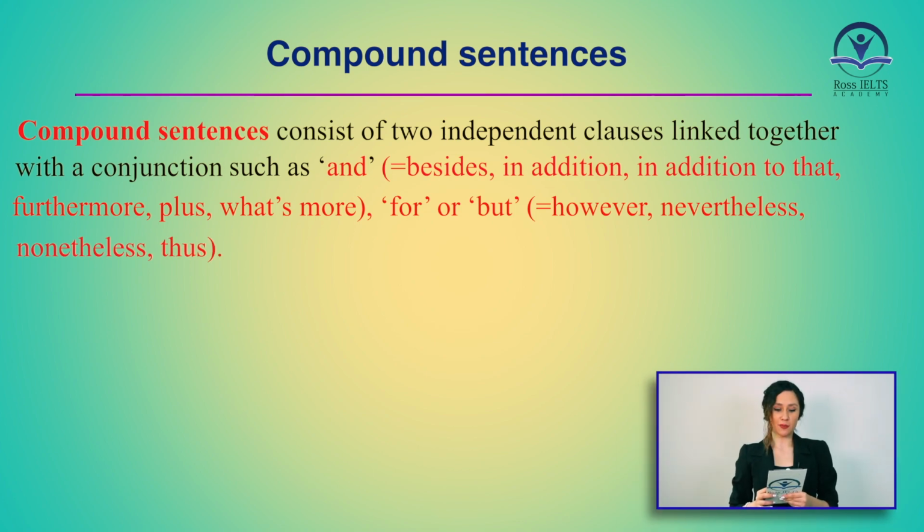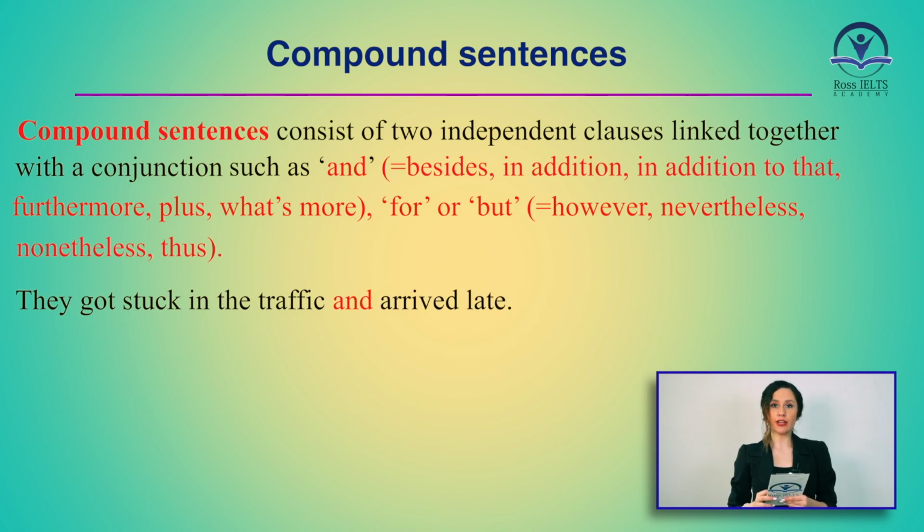Let's look at some examples. They got stuck in the traffic and arrived late. So basically here we have two clauses and both are independent clauses. The first one says they got stuck in the traffic, which is an independent clause and is complete by itself. Then again, we have another clause, they arrived late. This one again is complete and has got enough information. But then we are linking them up together by using the conjunction and.